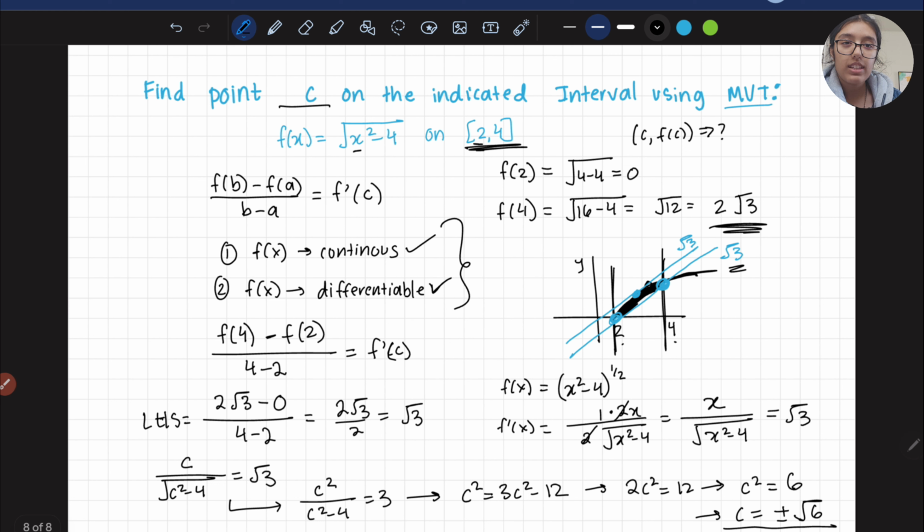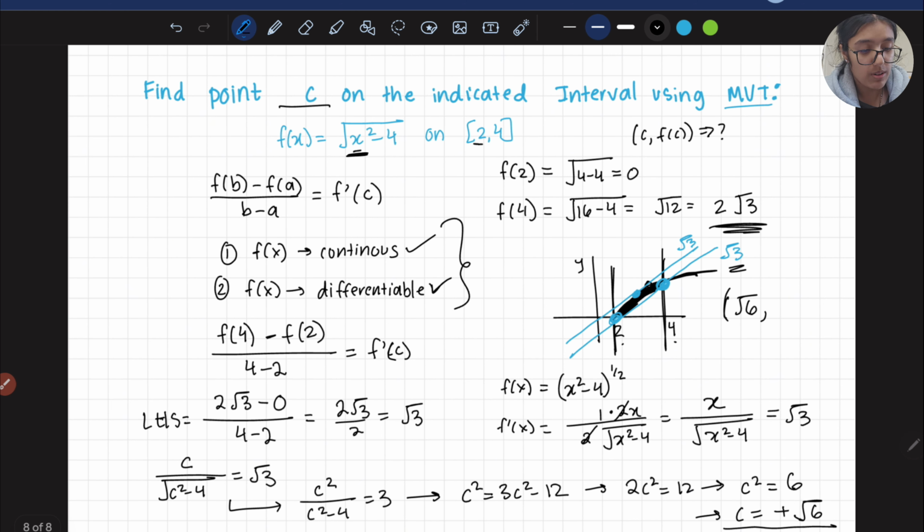Let's see if negative root 6 is in that domain. We have domain 2 to 4. Is negative root 6 in that domain? It's not in that domain. So negative root 6 can't be the answer. Now let's see, is positive root 6 in that domain? Positive root 6, that is 2.4 something. And yeah, that looks like it's in the domain. So our final answer will be root 6 for the x value. And now f of c, if we calculate that, we get root 6 squared.